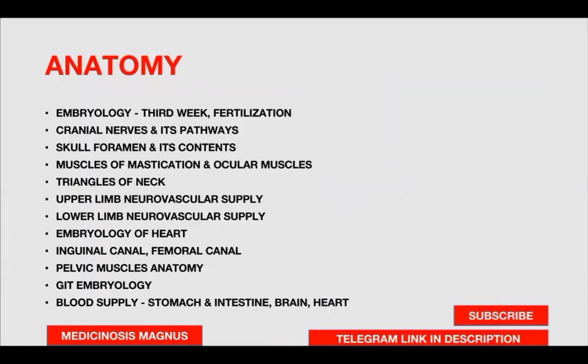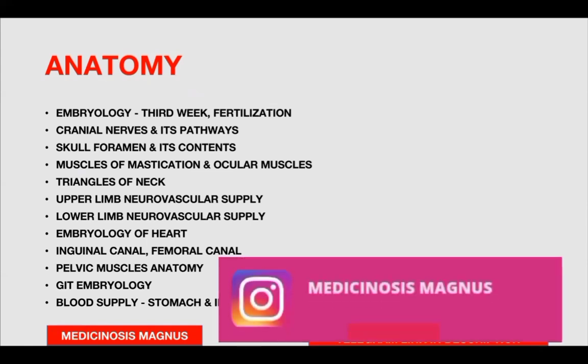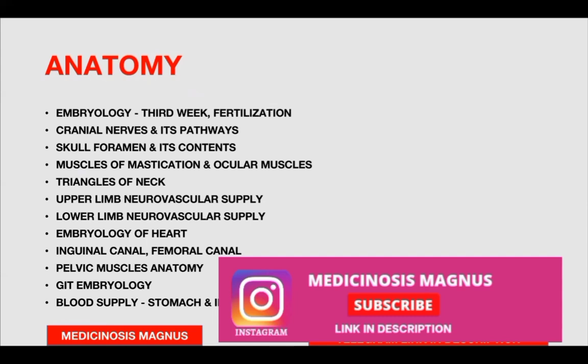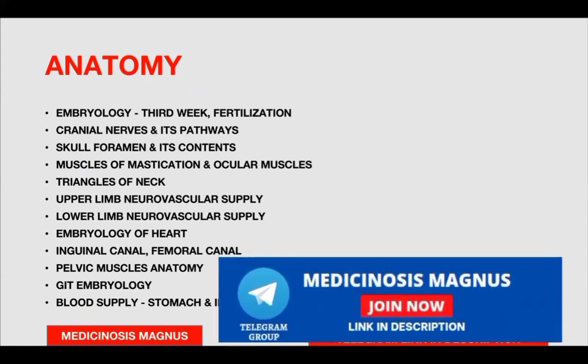So to start with, in anatomy, make sure that you know about the embryology, especially the third week, all the findings that are seen in third week, and about the fertilization, the dates. So all those things are very important. Female reproduction, male reproduction, fertilization, the zygote formation, all those things are very important.